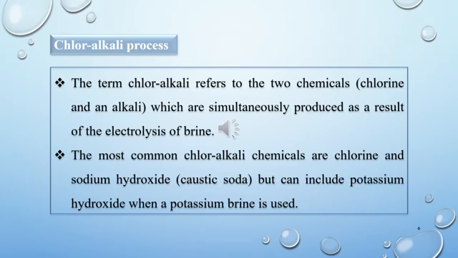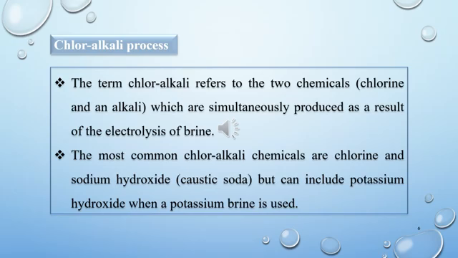He also said that in place of sodium hydroxide, you can have potassium hydroxide. Just as you use sodium chloride for making brine to make sodium hydroxide, for potassium hydroxide you will use potassium chloride, so that you will have potassium hydroxide as a base, and chlorine. These are the two important points for the chlor-alkali process.